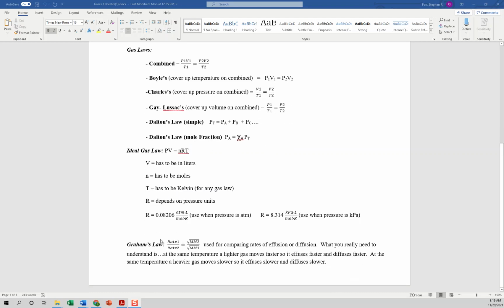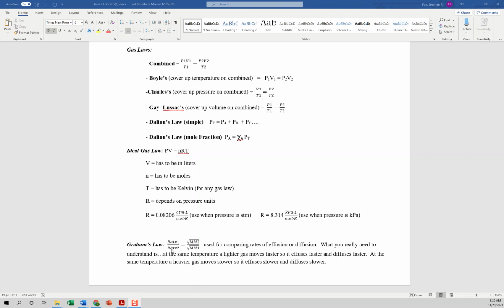Okay. And then we have Graham's law of effusion and diffusion, and you're never really going to have to use this gas law. It's really just essentially understanding that if you have gases at the same temperature, which means same average kinetic energy, the lighter particles are faster, the heavier particles are slower. So the gas with the lighter particles will effuse and diffuse faster. So effusion is escaping through a tiny hole, kind of like how a balloon deflates over time. The gas is escaping through a tiny hole.